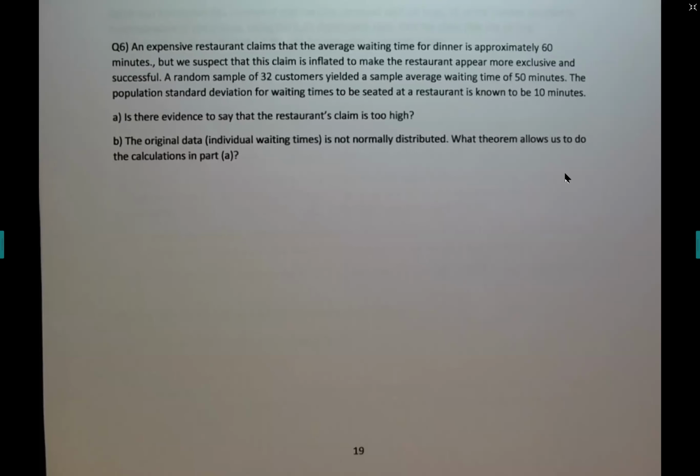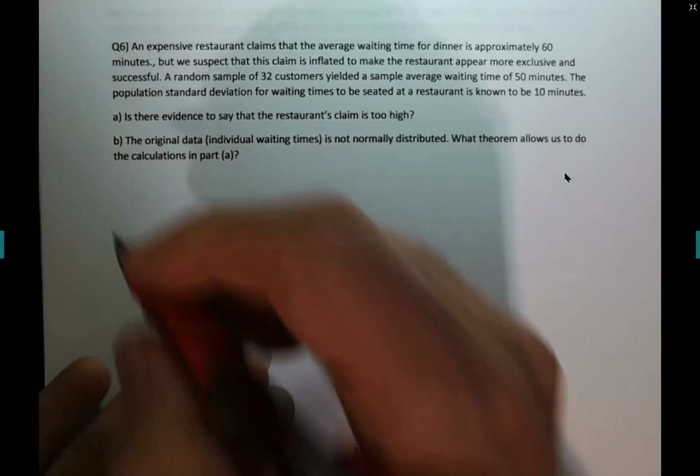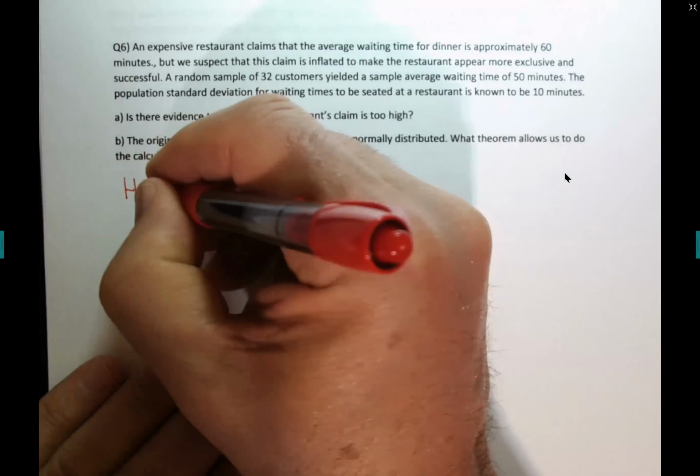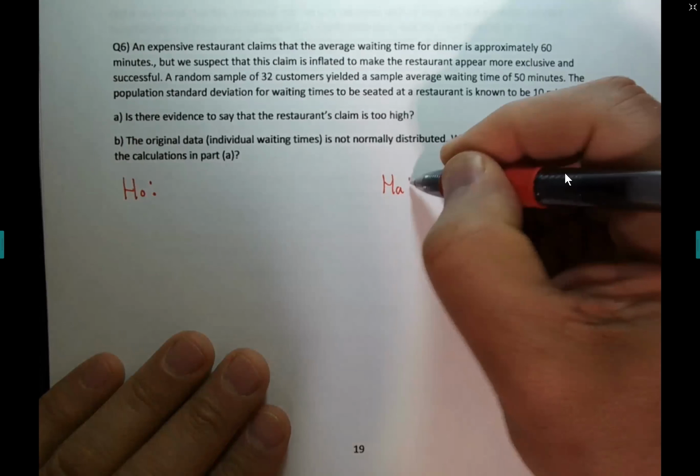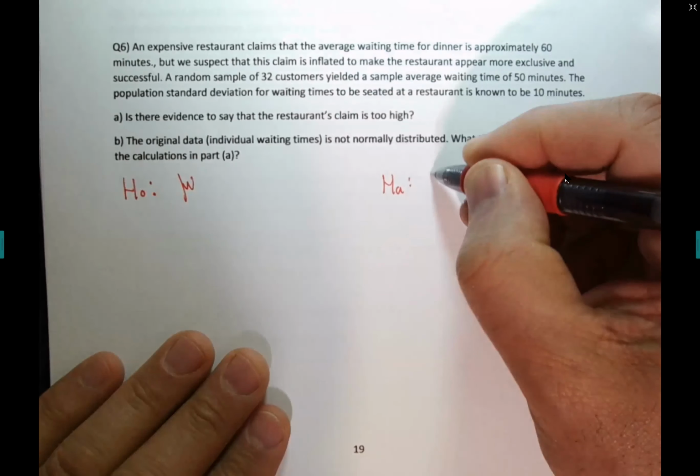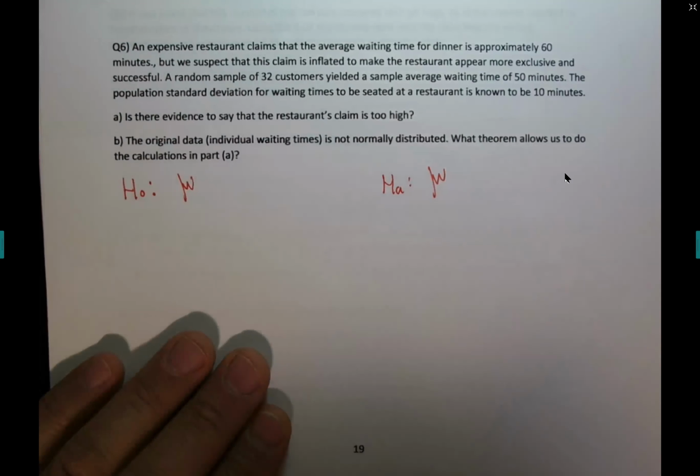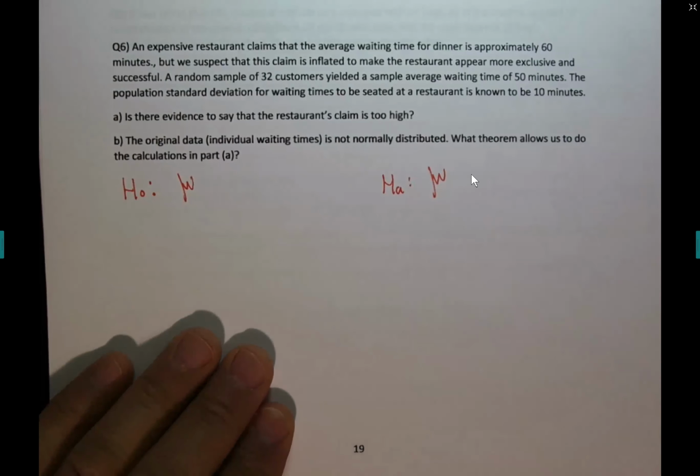So how would you state the null and the alternative? We suspect that this is inflated. So the 60 minutes, we suspect it's too much. How would you state the null and the alternative? What do we mean when we think it's too high, or is there evidence to say that the restaurant's claim is inflated? Would we say the greater, equal or greater than? Yeah. Okay. It's page 19 in the handout.